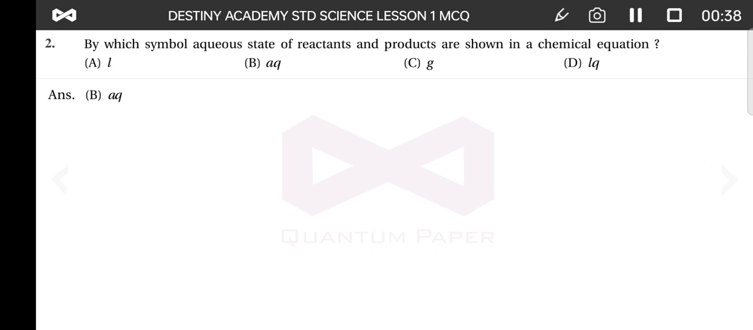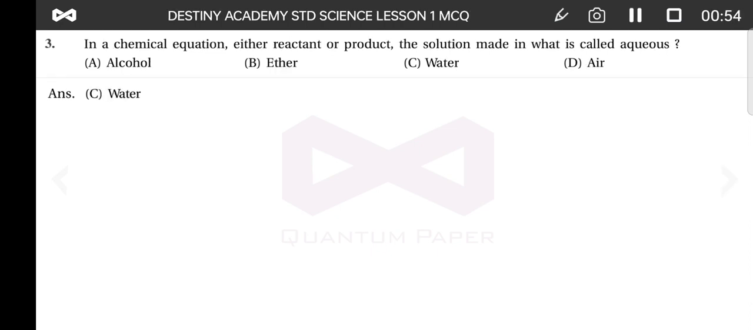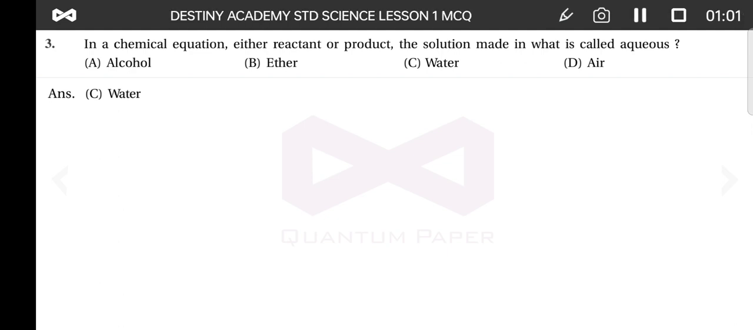By which symbol is the aqueous state of reactants and products shown in a chemical equation? So the symbol is aq. Option B is the correct answer. In a chemical equation, either reactant or product, the solution made in water is called aqueous. So the correct answer is water, option C.